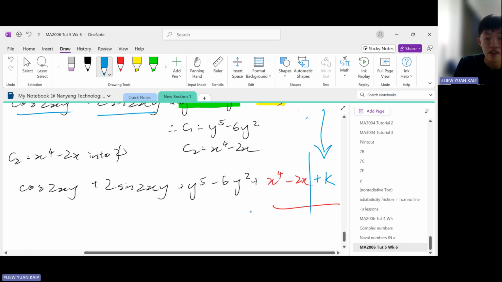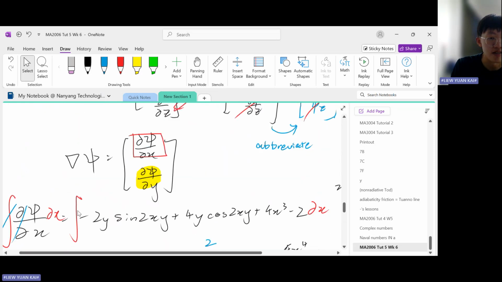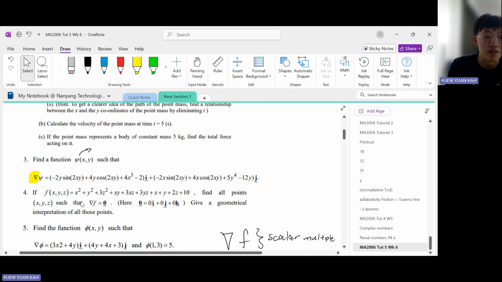Because sometimes, right, you need to find this value of k. I don't know why in the answer they just left out this k, but in general, you must put this k. So you find psi first, and then after you found psi, you still need to plug in this k. I will show you a question which needs this k later. Anyways, this question is done. Now we move on to question 4.